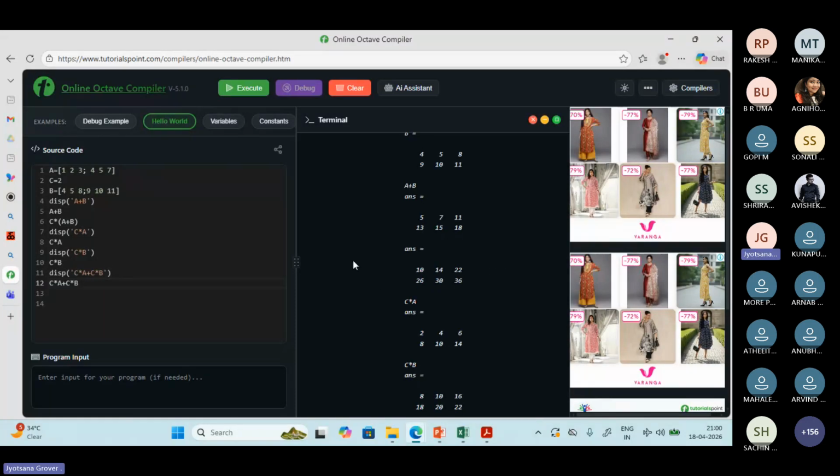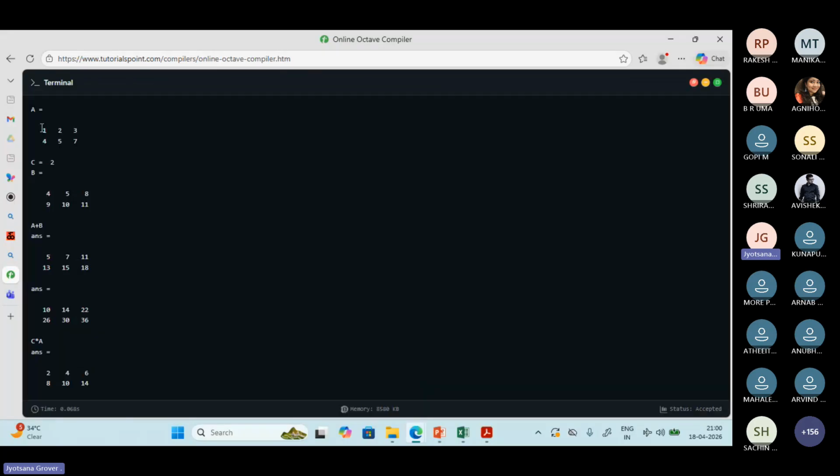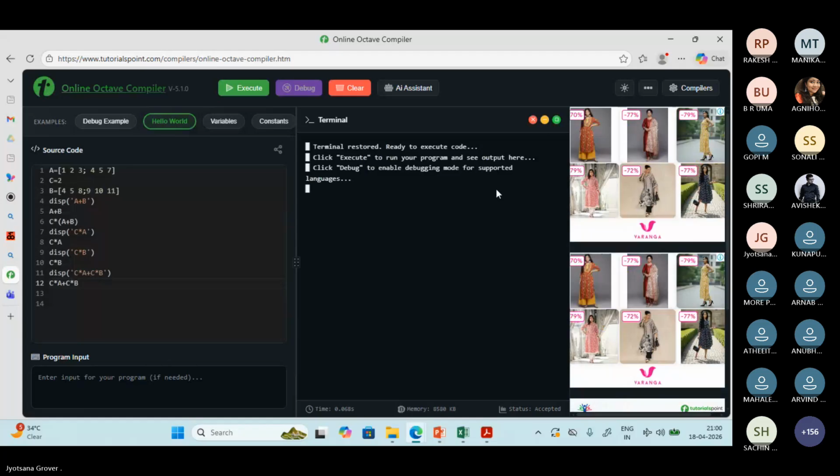Okay, let's see. I hope it gives all the results within one screen. Okay, let's maximize it. This is your A. This is your B. A plus B is this. Actually, it is not showing the result in the whole screen. Okay, I'll just display this and this. Then you will visualize.